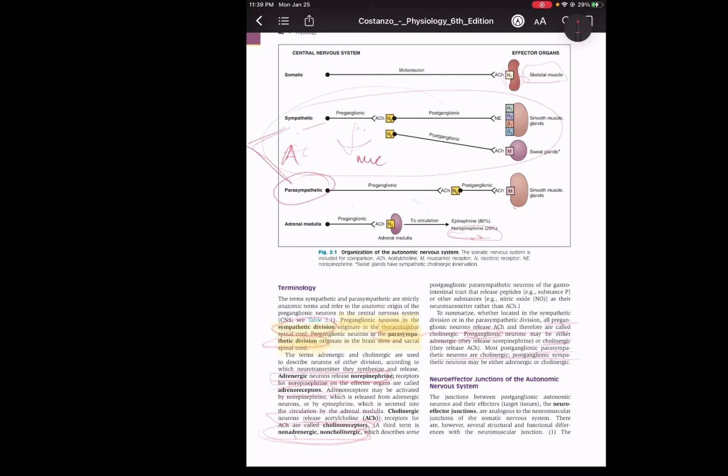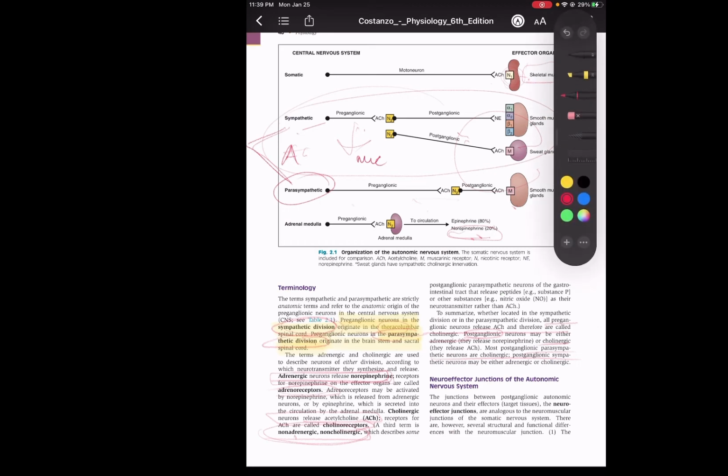Then we come to another page. Here it's about the neuroeffector junctions of the autonomic nervous system. These are junctions between postganglionic autonomic nervous system neurons and their effector target tissues. The neuroeffector junctions are analogous to neuromuscular junctions of the somatic nervous system. There are, however, several structural and functional differences from the neuromuscular junction.